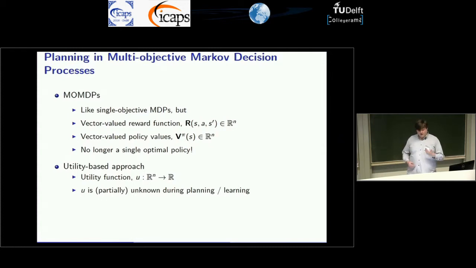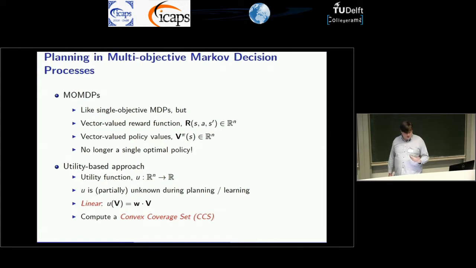First of all, we follow the utility-based approach, which we proposed in 2013, which says we can assume that there exists some utility function that maps these vector-valued policy values onto a scalar value, a utility. It's just that we don't know it. We don't know it during planning or learning, and then we have to interact with the user later. One of the very common assumptions is that we can assume that it's linear. And this leads to an inner product between a certain weight vector, which can be assumed to be on the simplex.